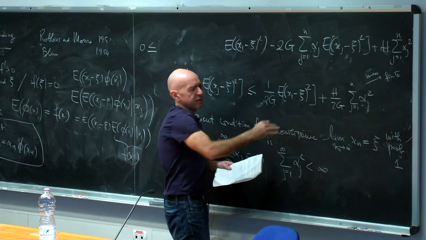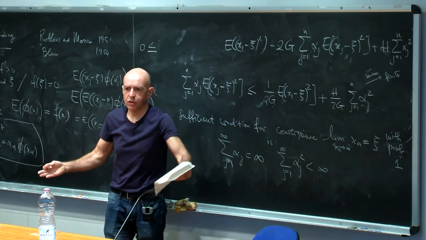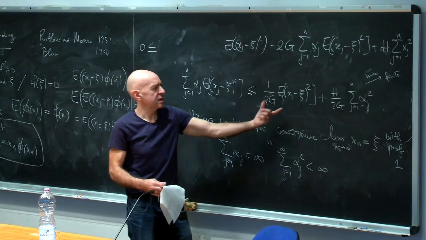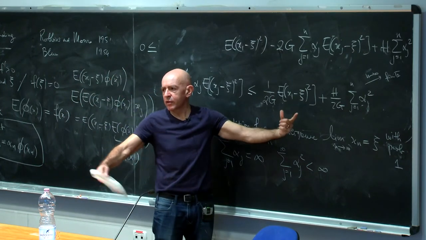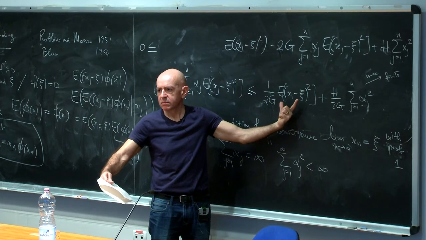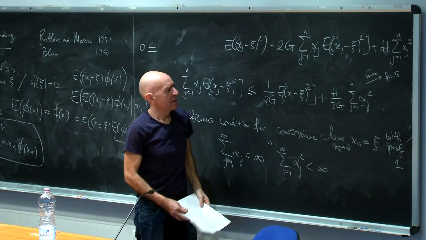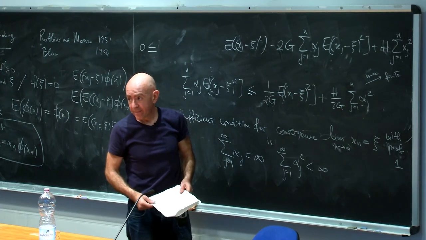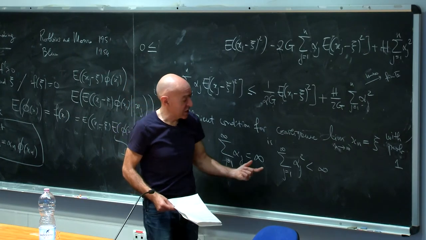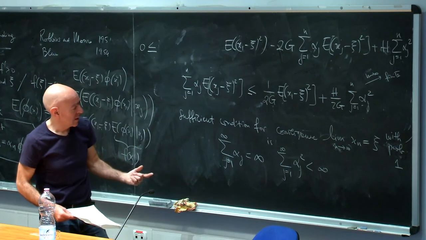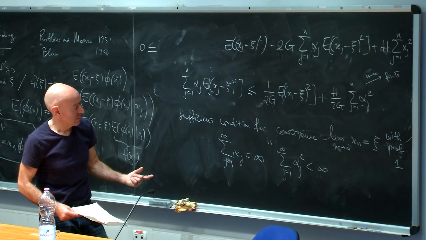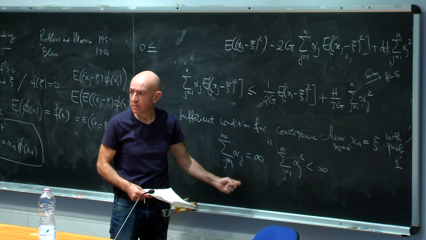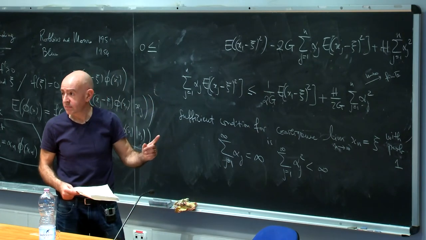So this is a measure of how large your search domain is in practice. At worst, this is the diameter of your set squared. The sum of the alpha j. No, you want this to diverge. Just a second.